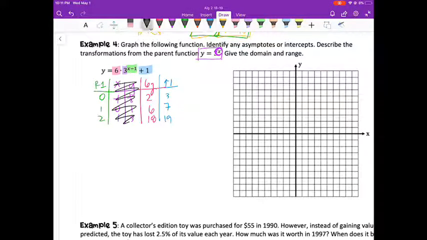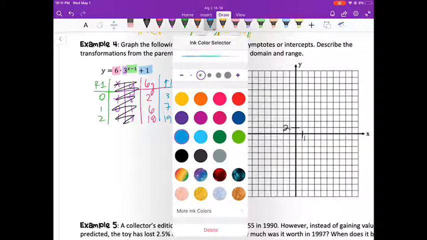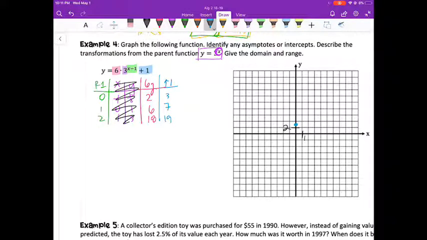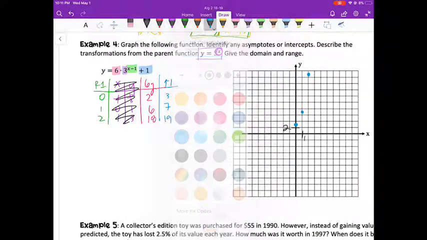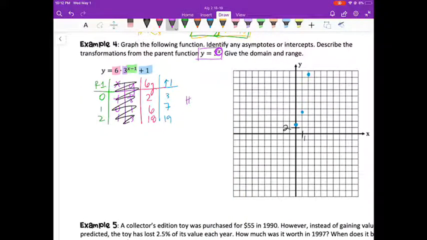We can go ahead and plot these points. We'll count our y-axis by 2s, and our x-axis can just be by 1s. We've got the points 0, 3, 1, 7, and 2, 19. Now, before you connect your points, consider your horizontal asymptote. We are going to have one at y equals k. So for us, y equals 1.